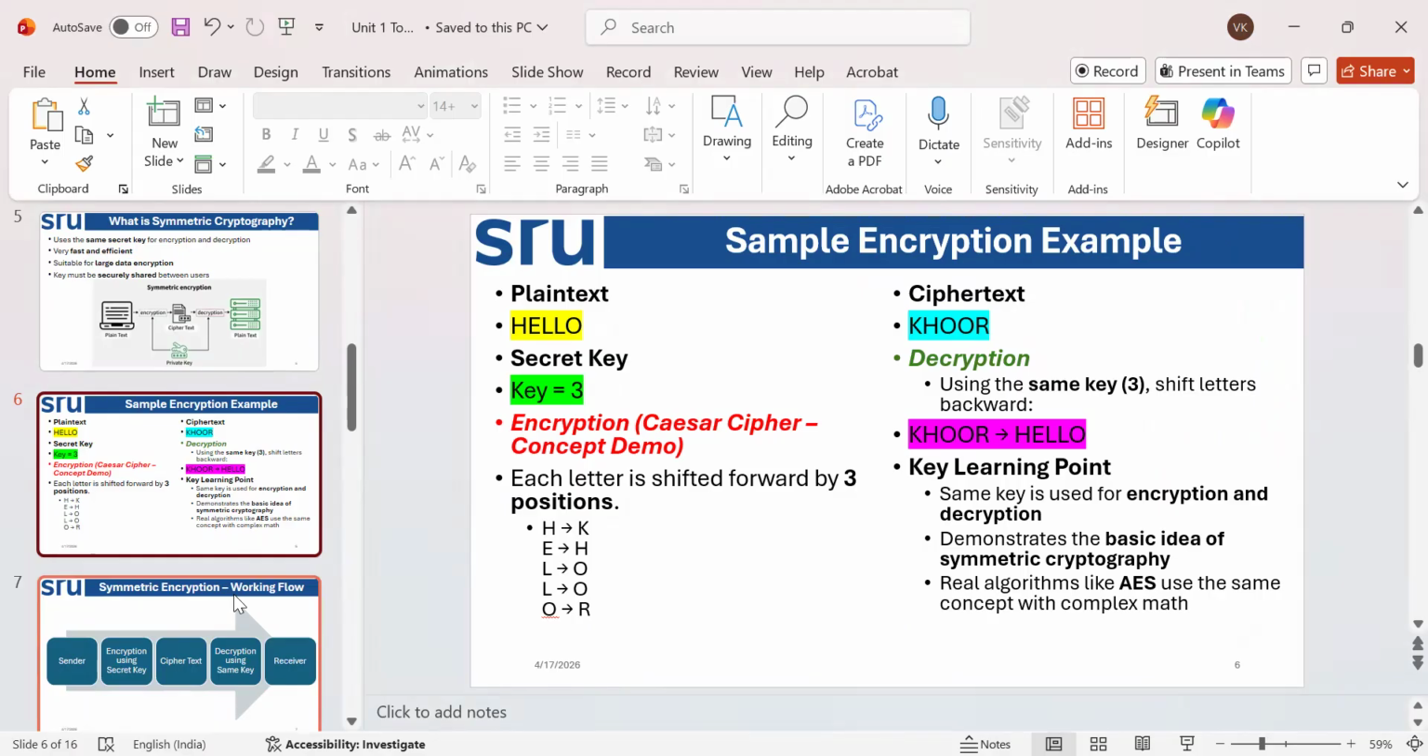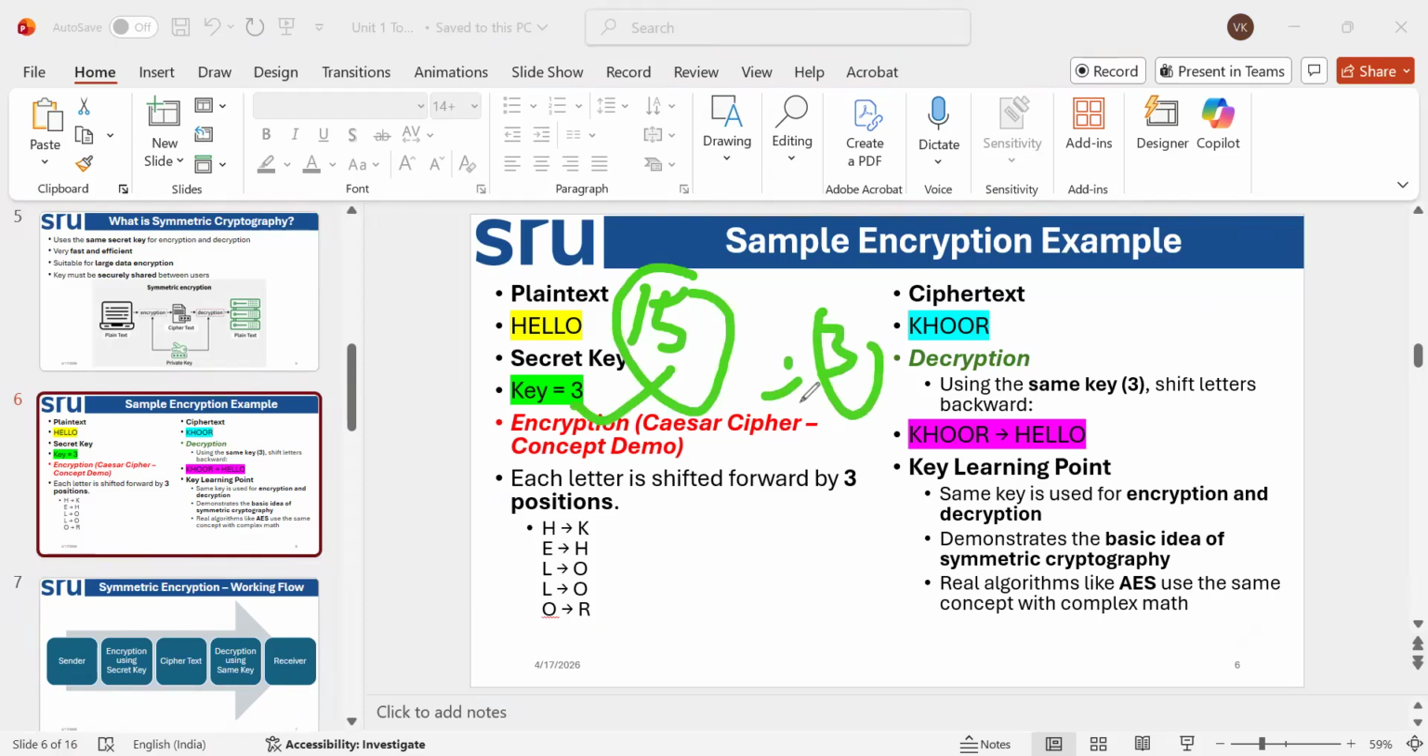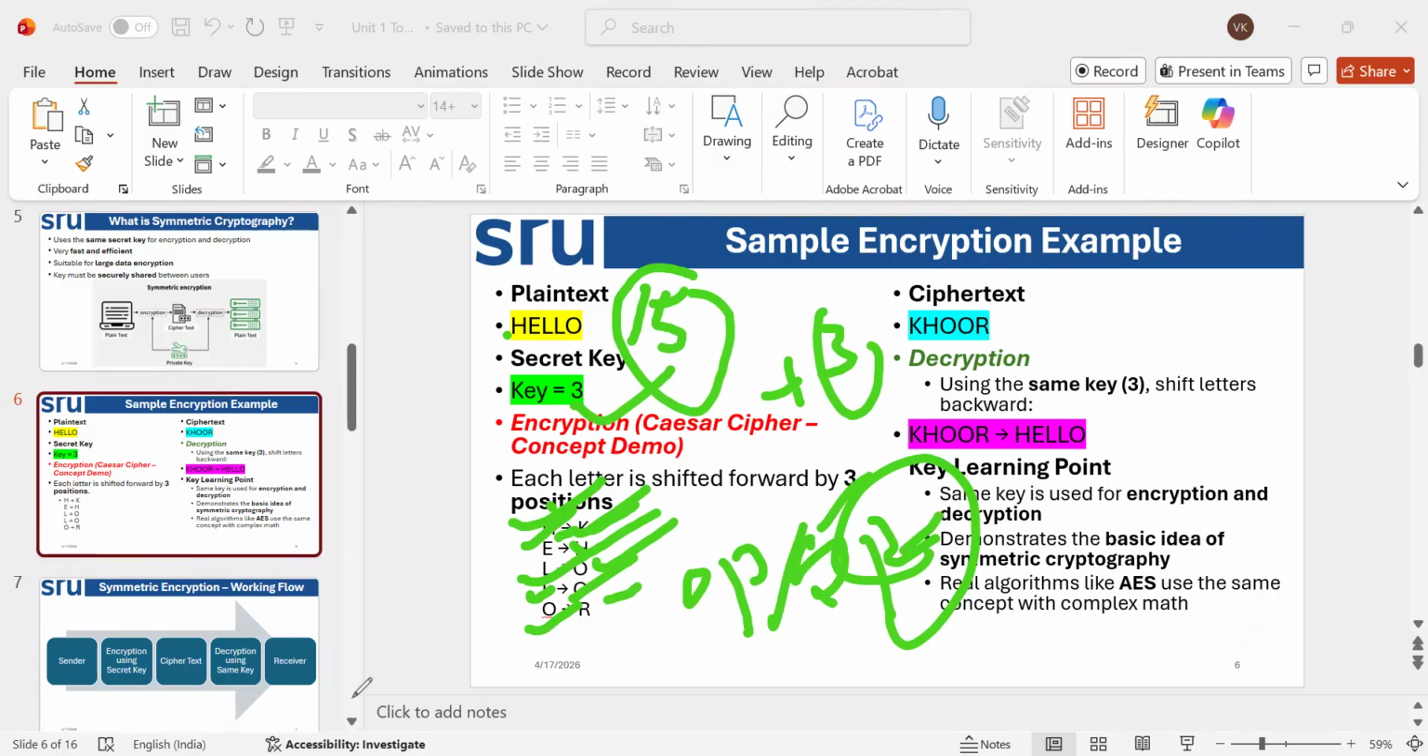I told you previously, the key is what? We took a secret key as division by 5. Now let's say the secret key is 3. 3 means addition. That means H becomes K: H, I, J, K. E becomes H. L becomes O. L becomes O. O becomes R: O, P, Q, R, so the third place. So hello becomes khoor.